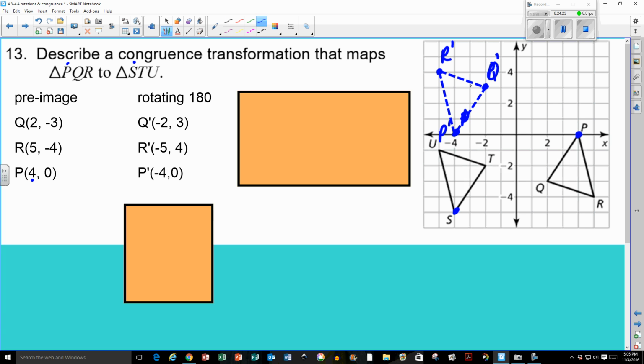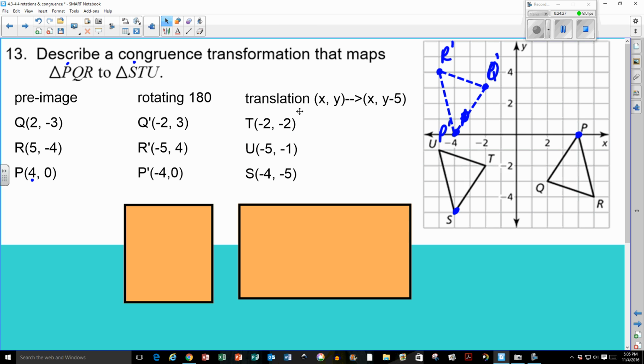So now do you see how I can just drop it down? Now it's simply going to be a translation. The x is going to stay the same. P goes to S, just like here, P goes to S. So we're just going to drop it down 5 units. Since the x value stays the same, we're not going to change it at all. So that would be that transformation.